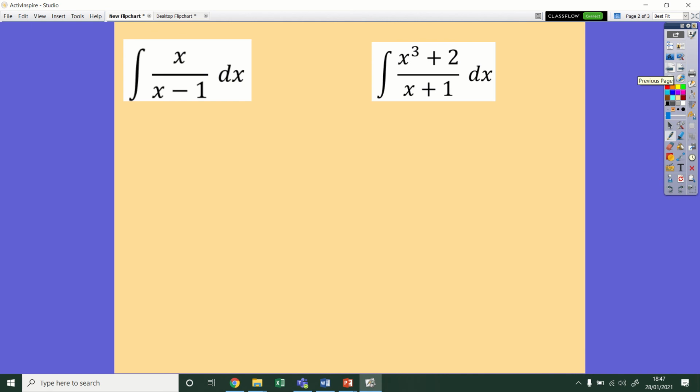Okay, 2 more examples to have a look at. You're welcome to pause the video and have a go yourself. If not, just wait for a few seconds and I'll go through it for you. Okay, this second one here is the integral of x over x minus 1.